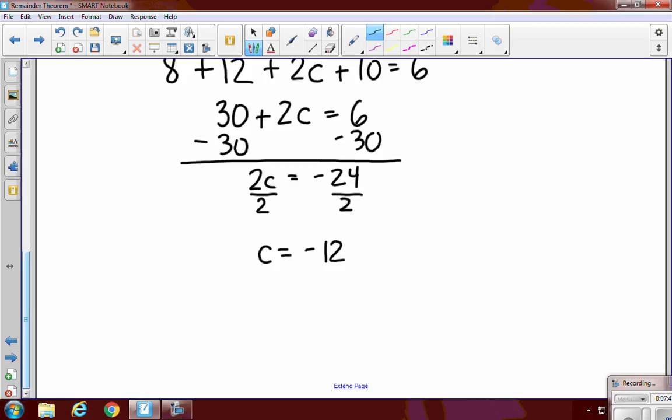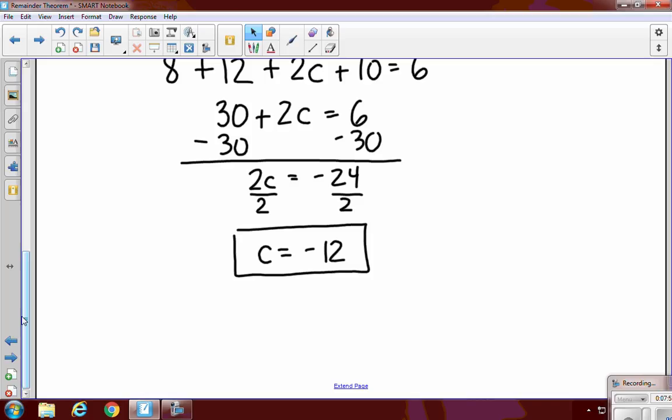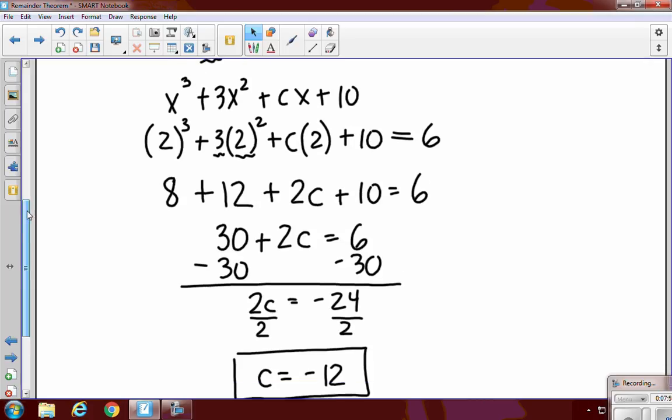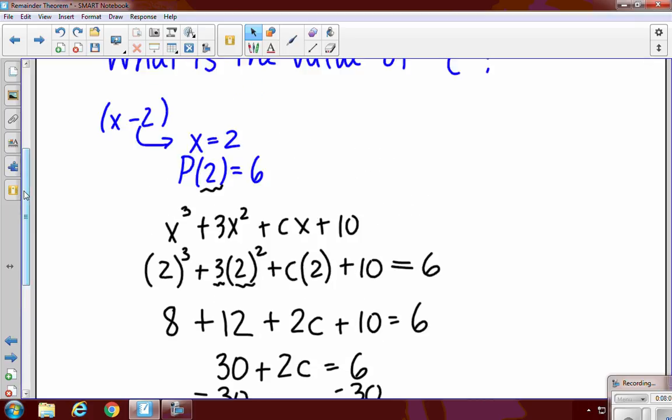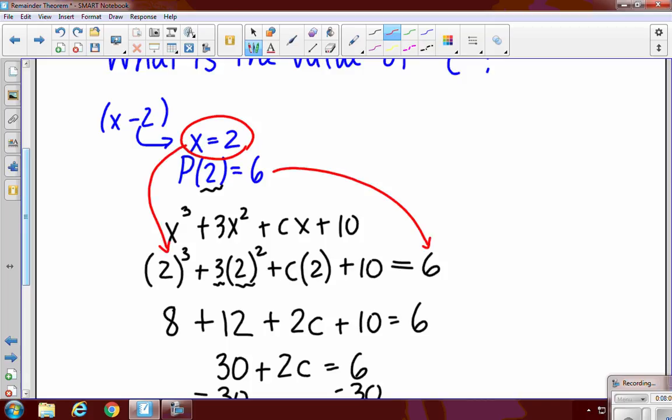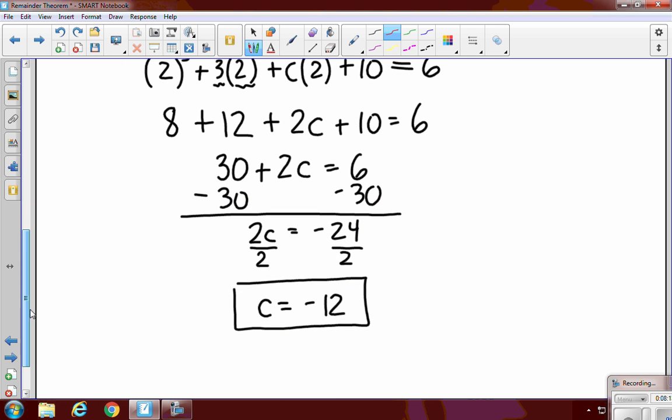So in this situation, I used my idea of the remainder theorem because it told me if I divided by x minus 2, I'm going to get a remainder of 6. So I put that information in. So from x minus 2, I've got this 2 that I could plug into here. And it also told me the remainder would equal 6. So I made that equation. And then I simply just continued through and solved for c.